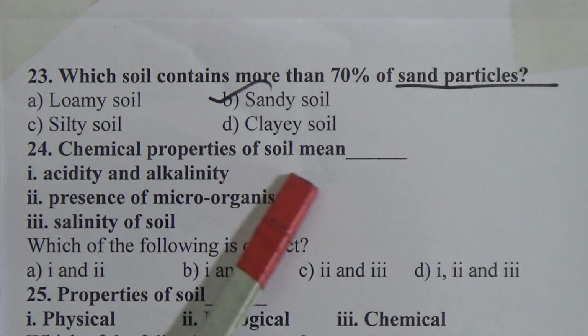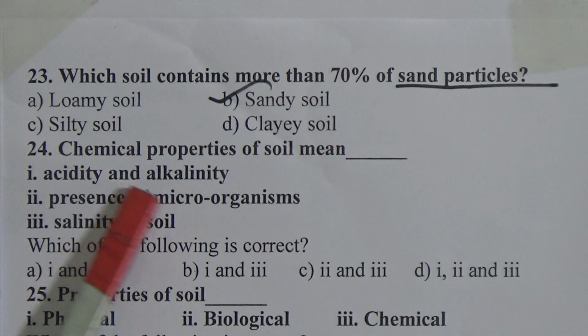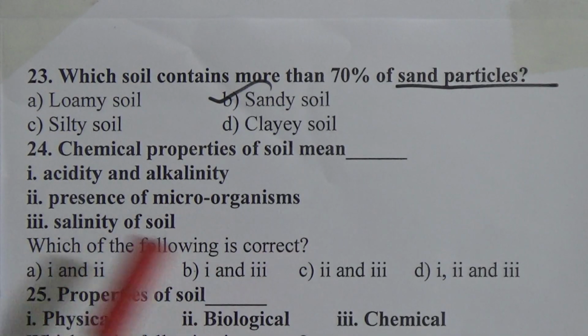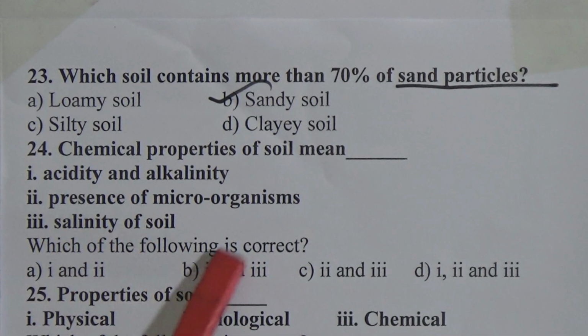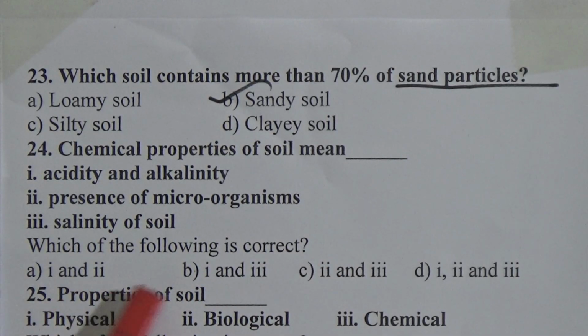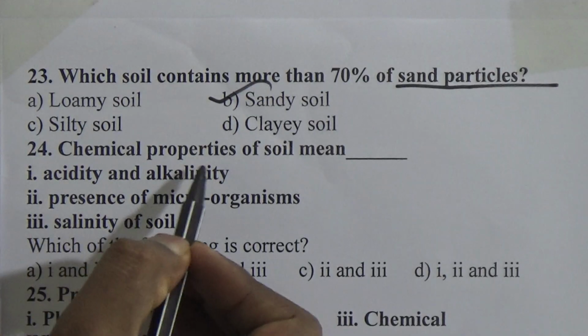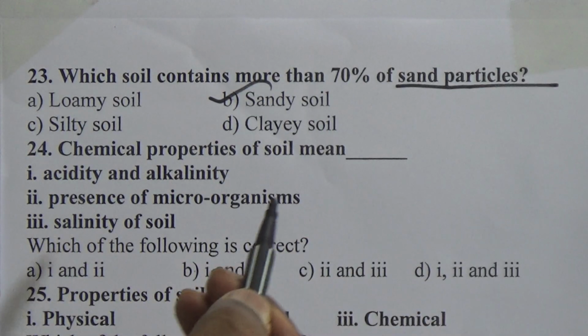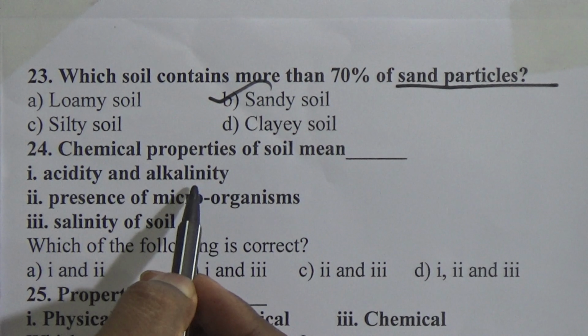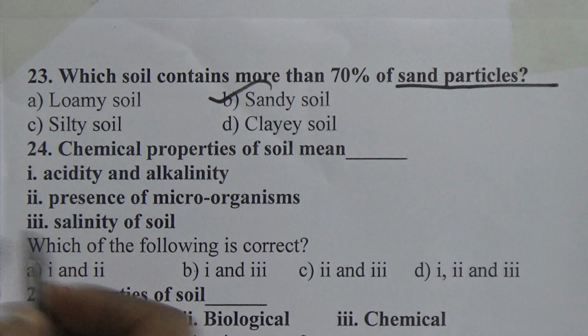Chemical properties of soil means 1. Acidity and alkalinity, 2. presence of microorganisms, 3. salinity of soil. Look, which of the following is correct? It is 1 and 2, 1 and 3, 2 and 3, 1, 2, 3. So look here, chemical properties of soil means it will be 1 and 3. That means acidity and alkalinity, yes, and salinity of soil. That means 1 and 3.